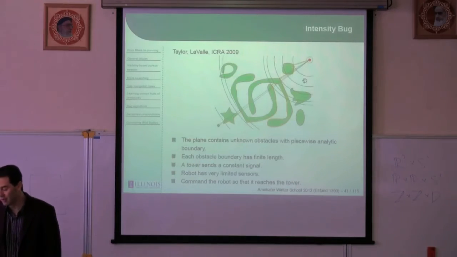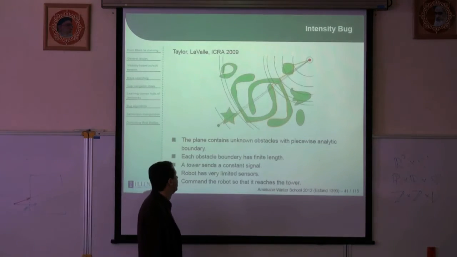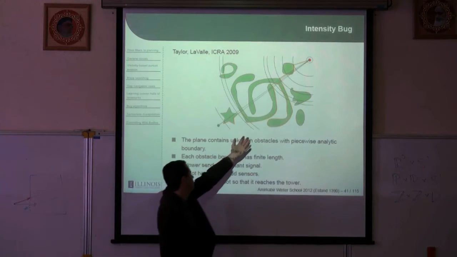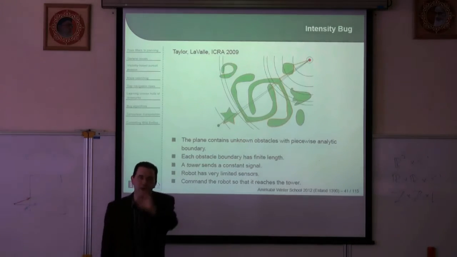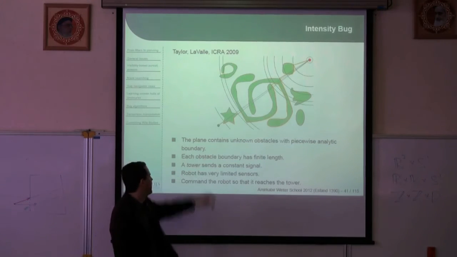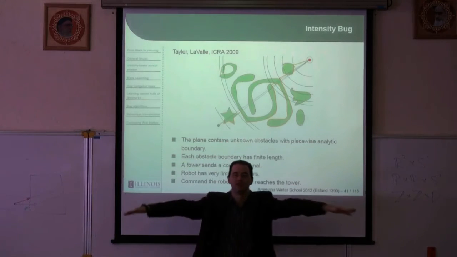It's nice. So we made an approach that we called the intensity bug, where we have unknown obstacles with piecewise analytic boundary so that we don't have infinite numbers of wiggles and stuff. Each obstacle boundary has finite length, and we have something called a tower which sends out a signal, like a cell phone tower.